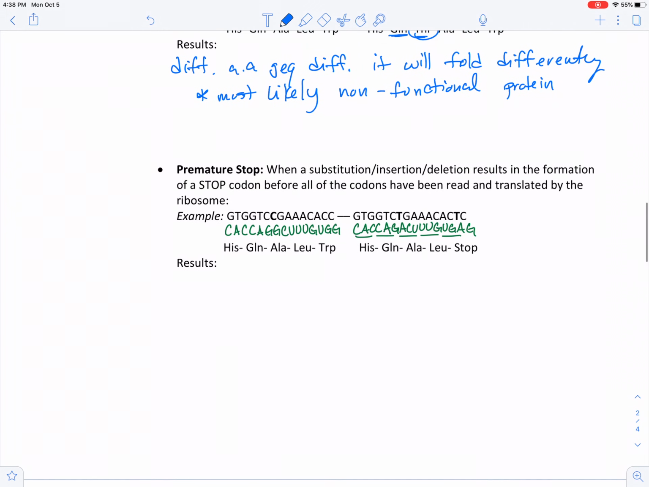The last one is a premature stop. So just like in point mutations, you could have a frame shift mutation that results in a stop codon before you expected one. So again, in this case, we talked about substitution above, but an insertion or deletion that results in a stop codon before you would have originally gotten to a stop codon. And that just means that your amino acid sequence is going to be shorter. If your amino acid sequence is shorter, it will still likely fold differently. And if it is folding differently, it most likely will be non-functional.